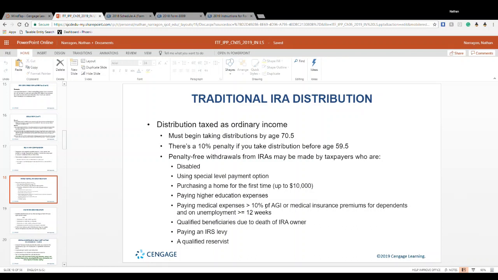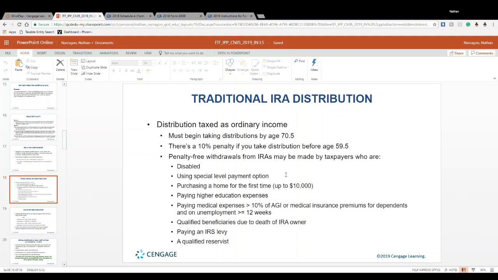There is a 10% penalty if you take the distribution before age 59 and a half. So that one you have to watch out for, because the IRA is going to know exactly when you took your distribution. They're going to provide a date to the IRS, and if you're at 59.4, well, you still get a 10% penalty. So always have to watch out for that. Okay, this is why we always have to know people's birth dates when we do a tax return.